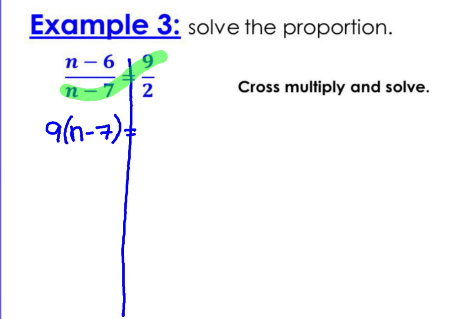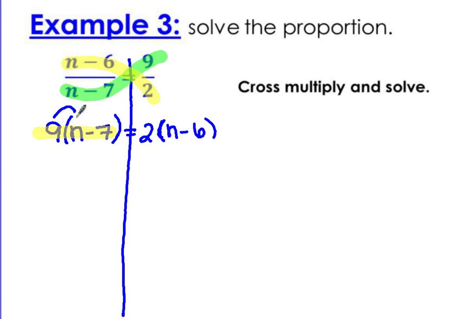Same thing going the other way. When I multiply the other side by 2, it's times the whole thing, so I have to make sure to put it in parentheses, 2, and then n minus 6. So, my first step on this is to distribute. And I can distribute on both sides, but I'm going to start with 1. So I'm going to distribute this side.